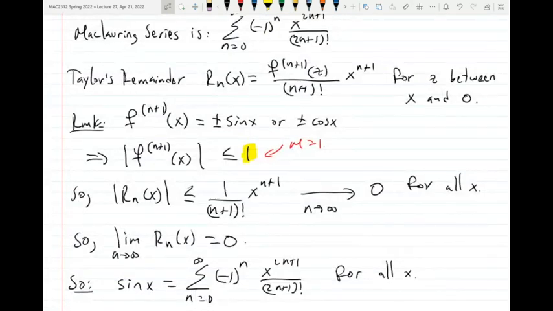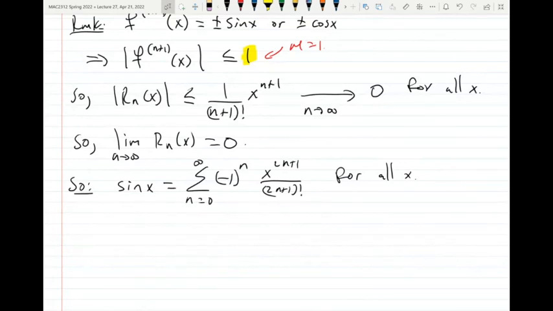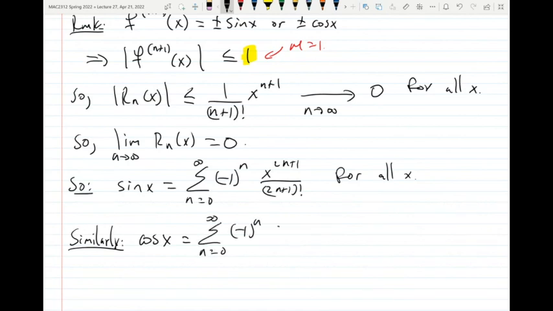So you have the cosine function, so the derivative of the cosine function is once again plus or minus sine or cosine. So it's going to be bounded by 1. So when you take the limit, the same thing is going to happen. Yes? That's very easy to see. Okay, so similarly, you can show the McLaurin series for cosine converges to itself for all x.